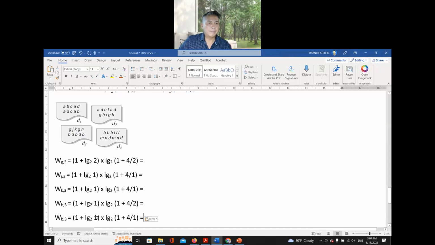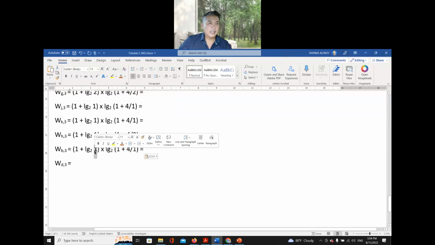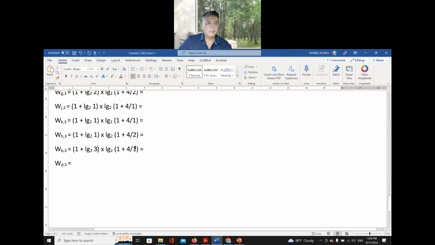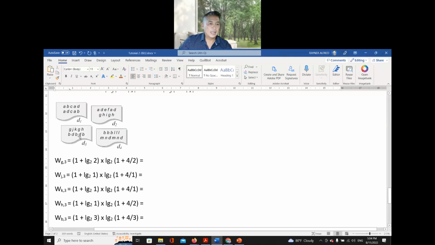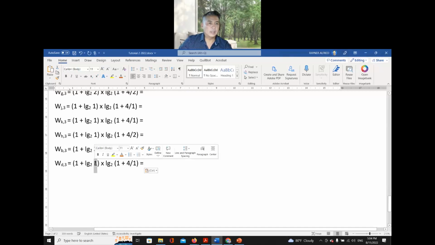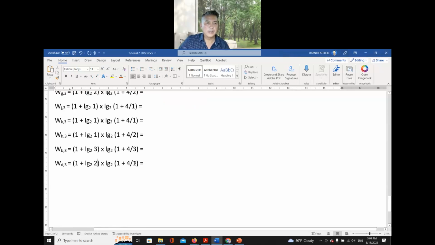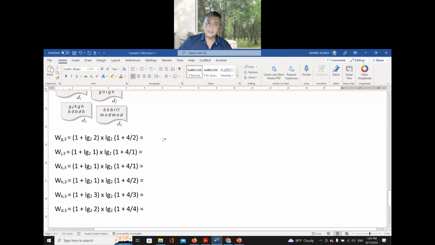And for the B, we have how many of them? 1, 2, 3. 3 in document 3, and it exists in 1, 2, 3 documents. And then the last one is D. D exists twice, and it exists in 1, 2, 3, 4, all 4 documents.